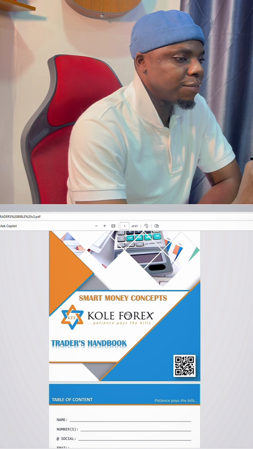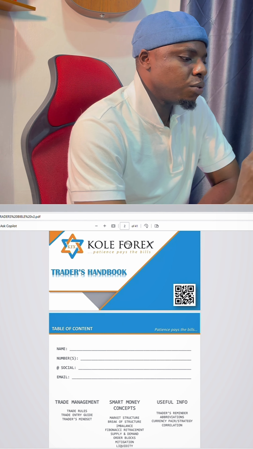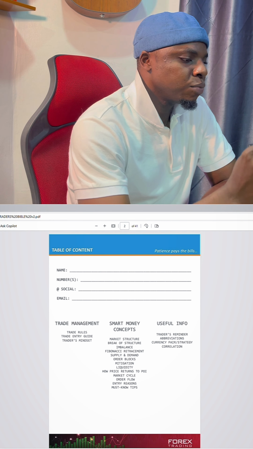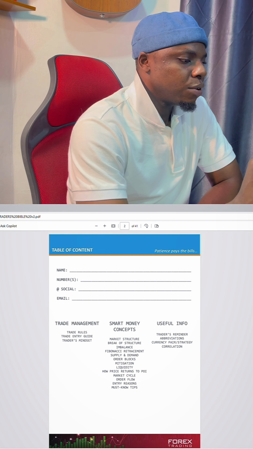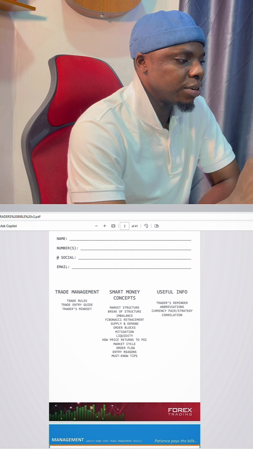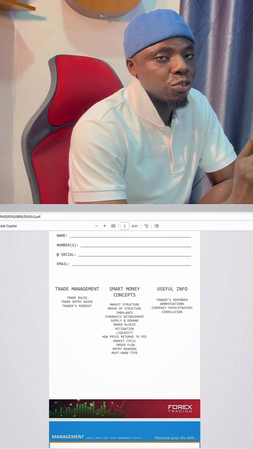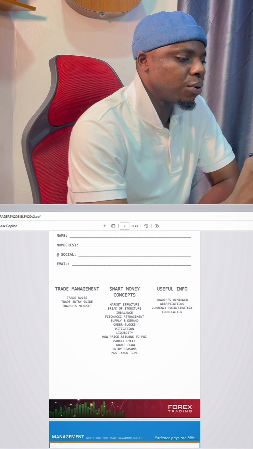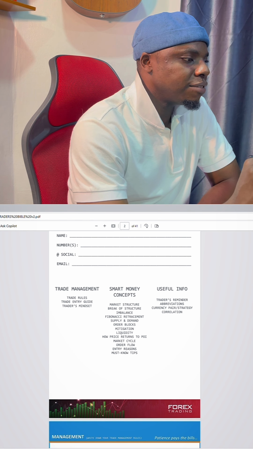And from this page here, we are looking at a kind of table of contents of the things we'll be talking about. We have market structure, break of structures, imbalance, Fibonacci retracement, and the rest like that. Those are the things we'll be talking about in detail, and how you can approach them one after the other. On the other hand, here we have the management.